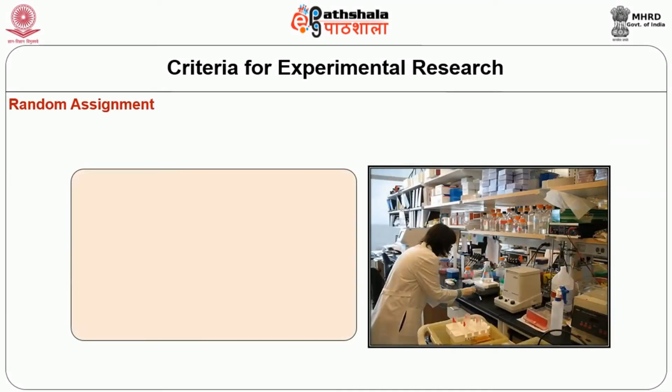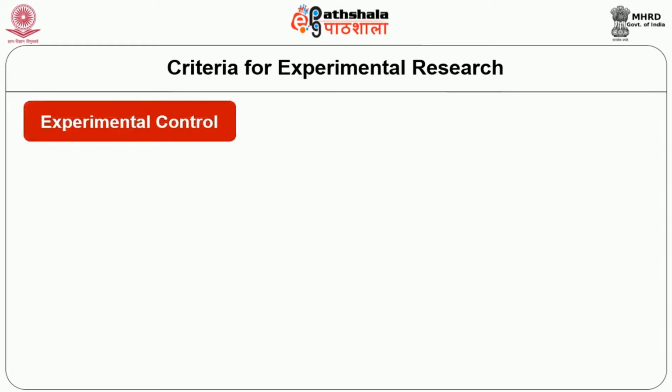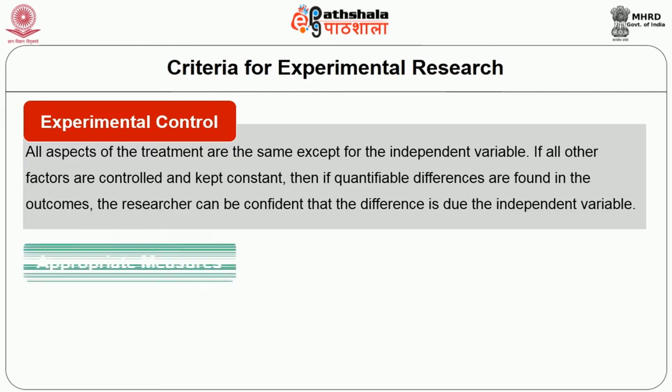Random assignment. Test subjects must be randomly assigned to the treatment groups to control for formation of groups that may systematically differ in another way that impacts the results of the treatment. Next comes the experimental control. Here all aspects of the treatment are the same except for the independent variable. If all other factors are controlled and kept constant, and quantifiable differences are found in the outcomes, the researcher can be confident that the difference is due to the independent variable, that is the treatment.